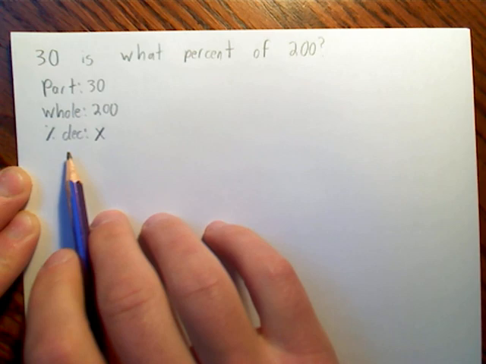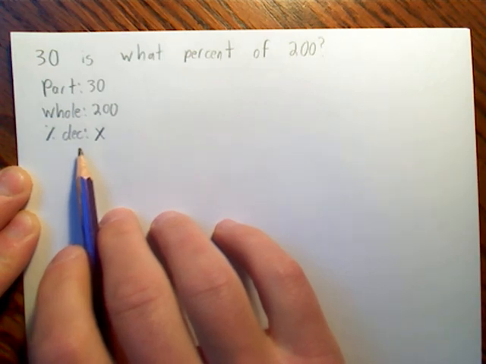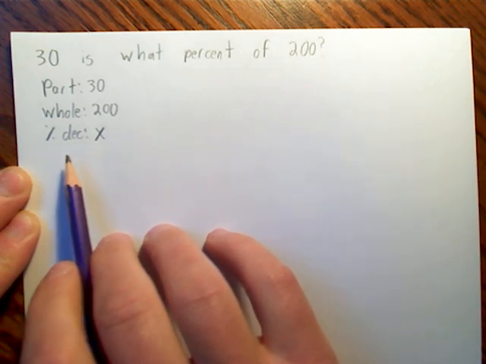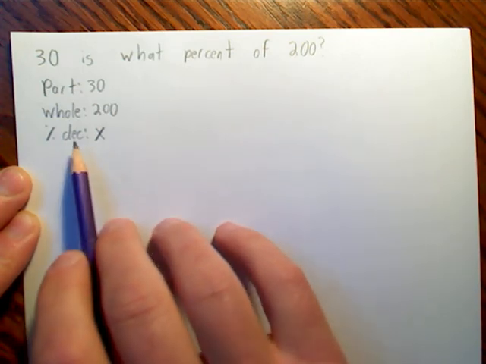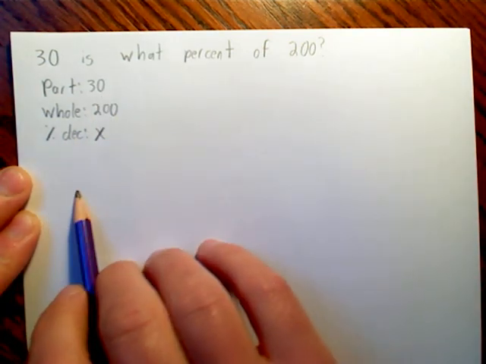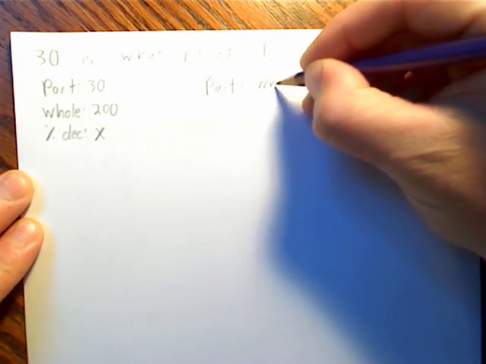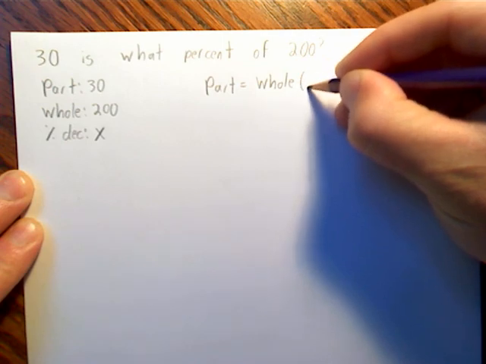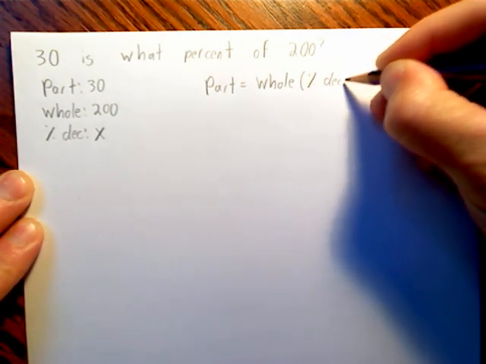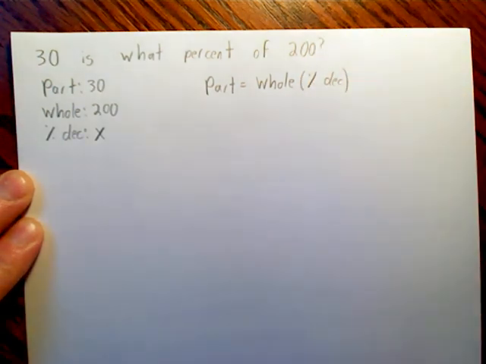And for this problem, we don't have to do any converting. We'll do that at the end, and I'll show you how that's going to work. But right now, we don't know our percent. Our whole is 200, and our part is 30. Let's write our equation. Part equals whole times percent as a decimal. And let's fill it in.